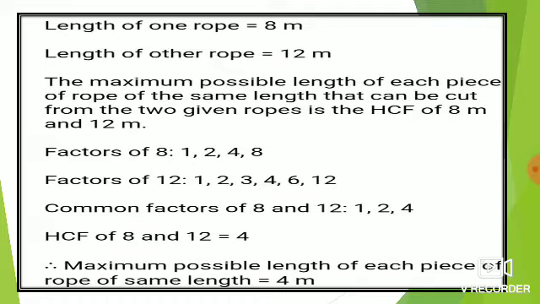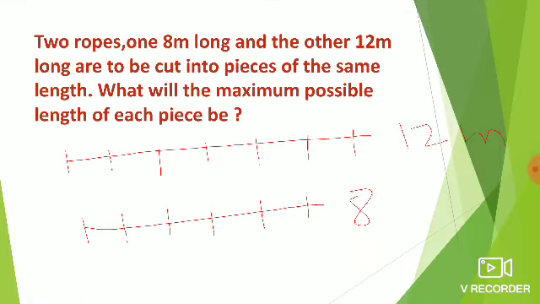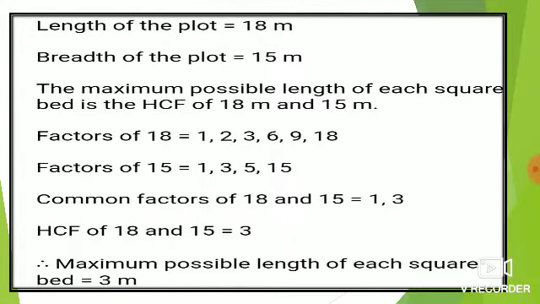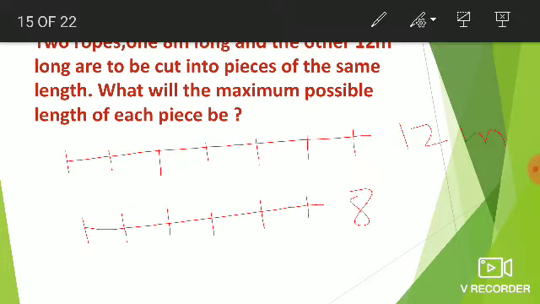Factors of 8, factors of 12, common factors, and the HCF of 8 and 12 will be 4. So maximum possible length of each piece of the same length will be 4 meter. So if you cut this 12 meter rope by 4, you will get how many pieces? 3 there. And if you cut this 8 meter rope into 4 meter, you will get there 2 pieces.